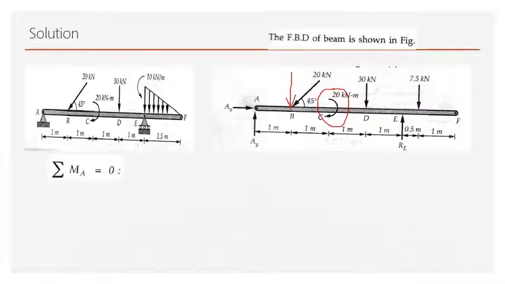Be careful. It is a common mistake students commit, because the distance is mentioned here. See here, the 20 kilonewton meter couple is shown at a distance of 2 meters. So this is the common mistake students commit, that they write it as 20 into 2. So please don't make those mistakes. It is already a moment, so you have to write down the moment as it is.